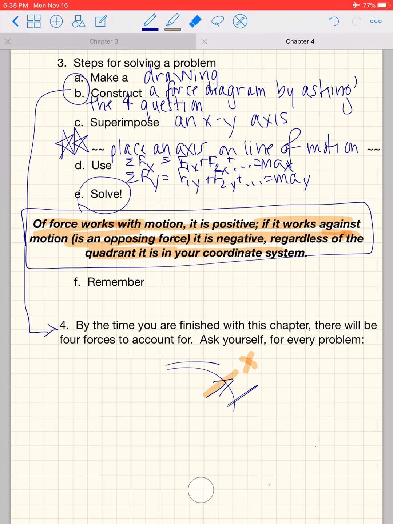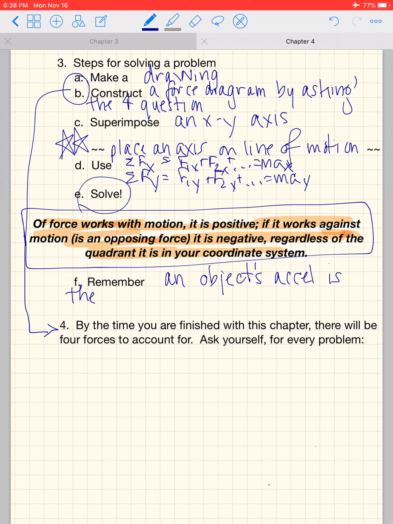And I'm going to put this little remember in here. I see this happen sometimes, and I just want to put you on your guard not to think this way. Remember that an object's acceleration is not a force itself. It is not the cause of force. I'm sorry, it is not the cause of force, it is the consequence of force. An object's acceleration is the consequence.